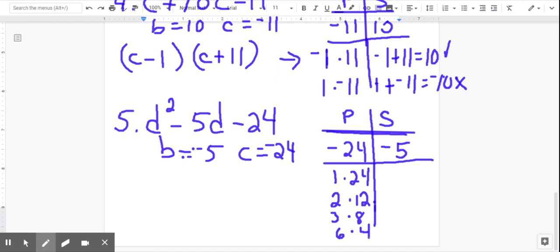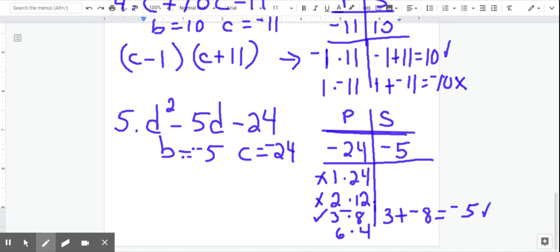So I'm going to look at those numbers and see if when I subtract any of them, I get 5. Not here. Not here. 3 and 8. 8 minus 3 gives me my 5. I want a negative 5, so I want my 8 to be negative. So 3 plus negative 8 is negative 5. If I tried negative 3 and 8, I would have gotten a positive 5. Okay, so there's your answer.